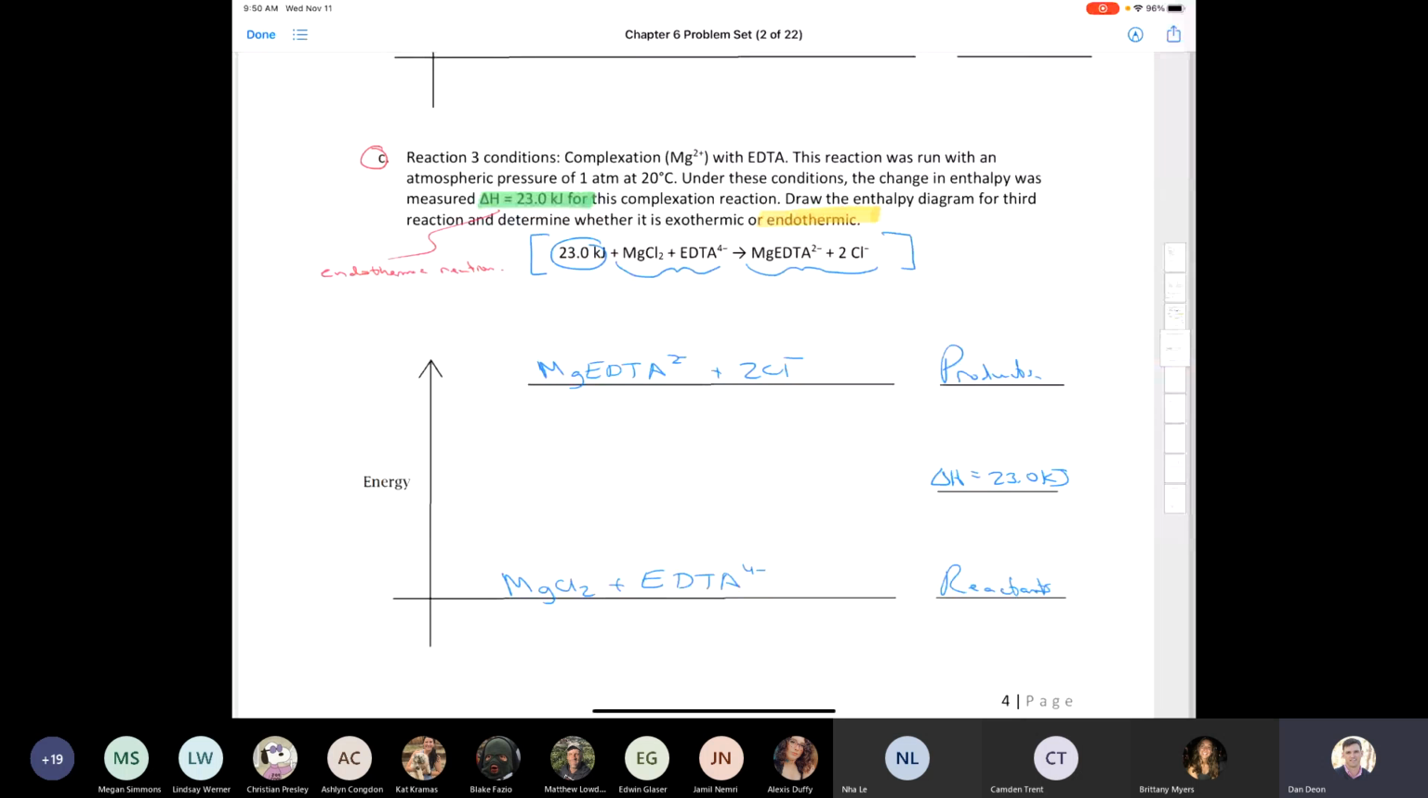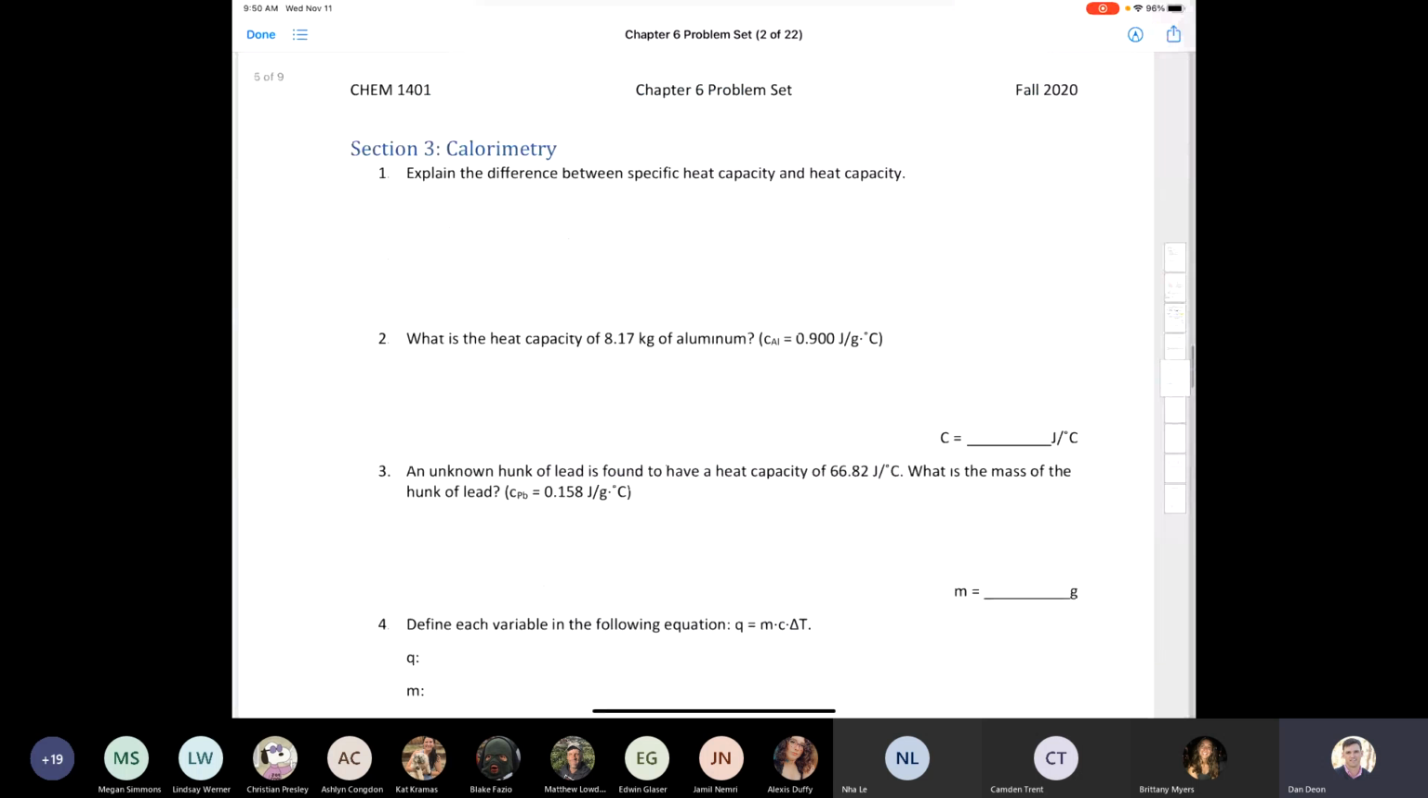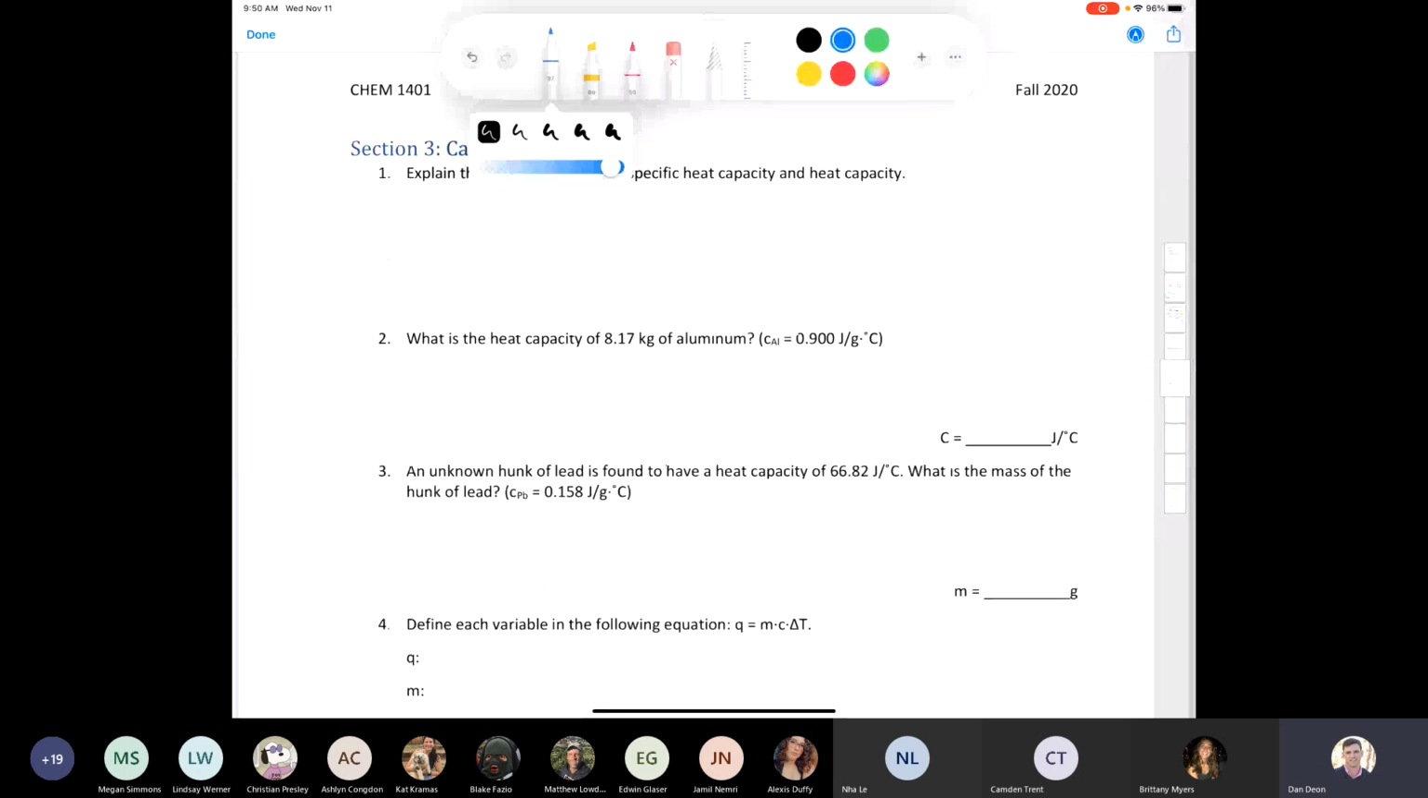obviously, or to fill it out, but you should have some kind of knowledge or understanding of what is going on here. Okay, let's switch gears and let's talk about calorimetry for a little bit. Now we're on to something completely different. So this is calorimetry. This is, I think, section 6.3 or something in our textbook.